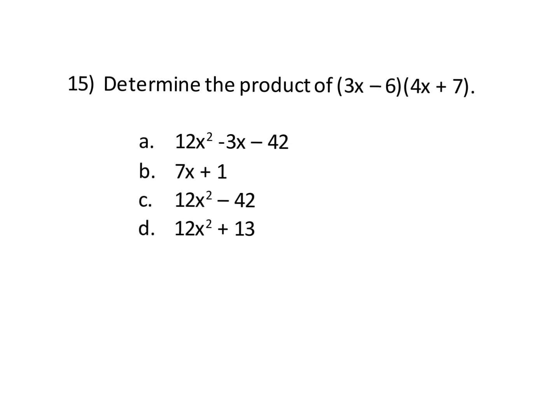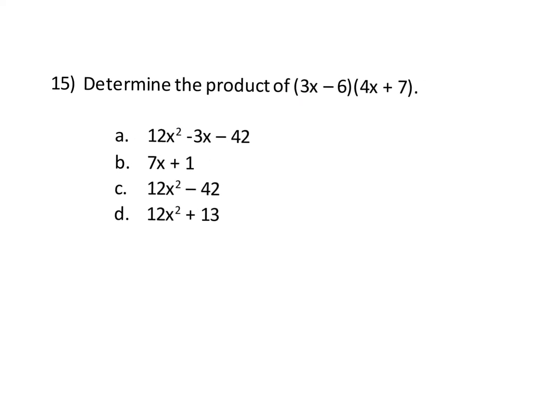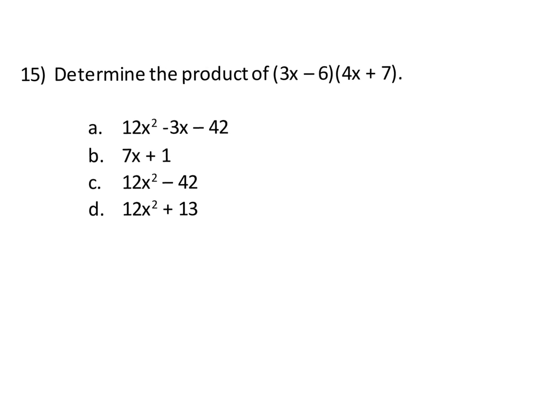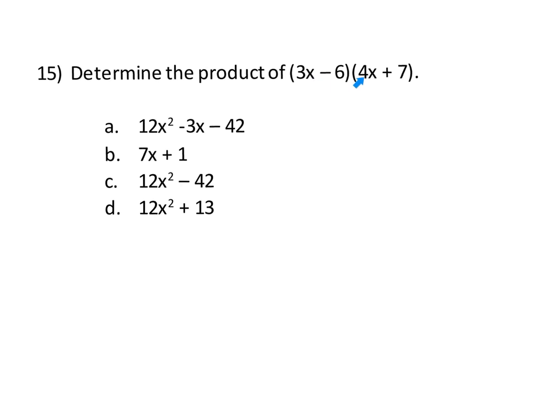All right, and then number 15, this will be the last one of the part 3 review. Determine the product of 3x minus 6 times 4x plus 7. Okay, now, product means the answer to a multiplication problem. So we're going to multiply these two to determine which answer is correct. That's basically what it's asking us to do, is to multiply. So we have 3x minus 6 times 4x plus 7. Again, we're just going to use the distributive property, multiplying this binomial times a binomial.